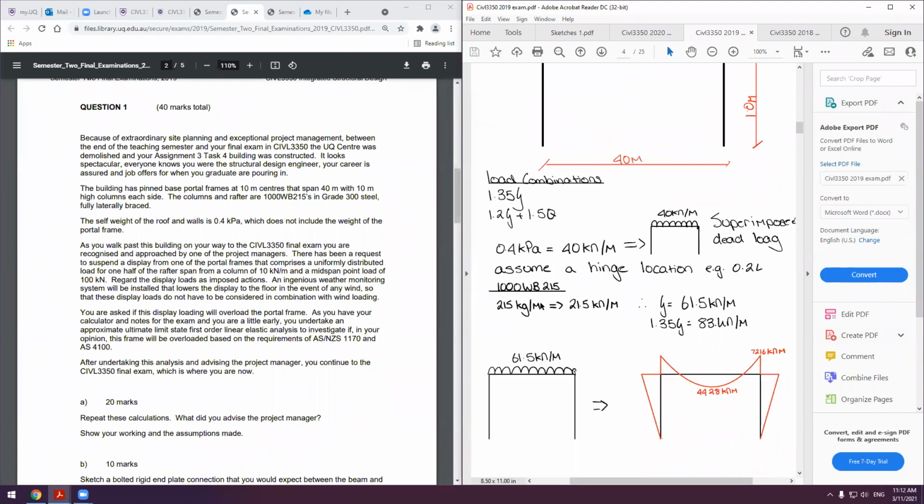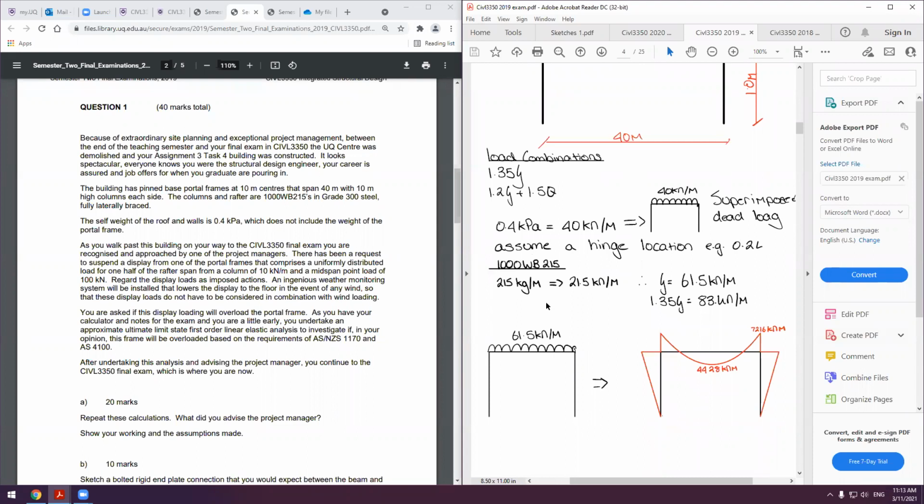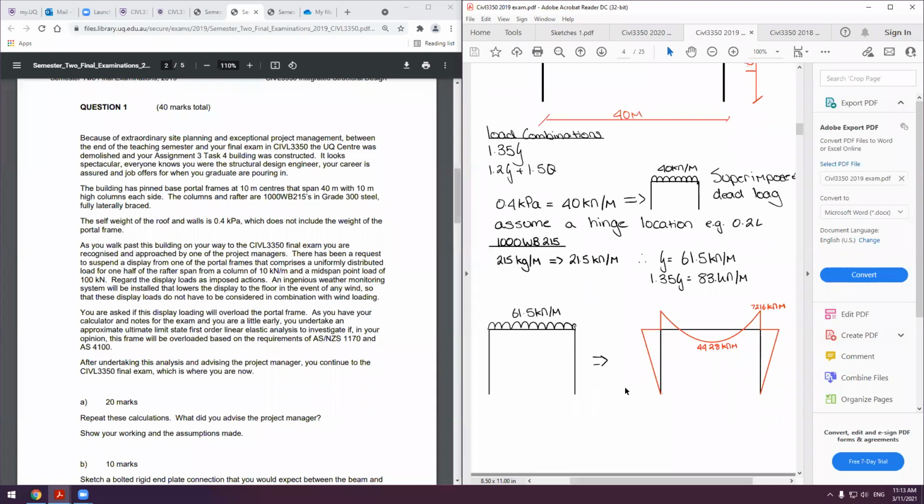And then we've got 100 WB 215. This is another great mathematical error of why you don't do math at 12 a.m. 250 kilograms per meter is not equal to 21.5 kilonewtons per meter, it's 2.15 kilonewtons per meter. So we're off by a lot. Please ignore that. Massive mistake.